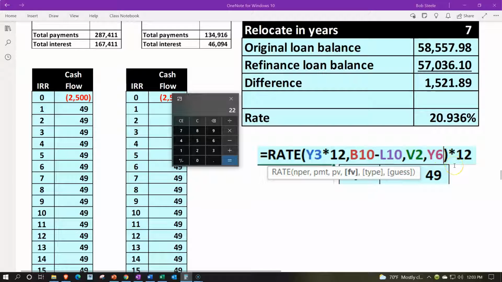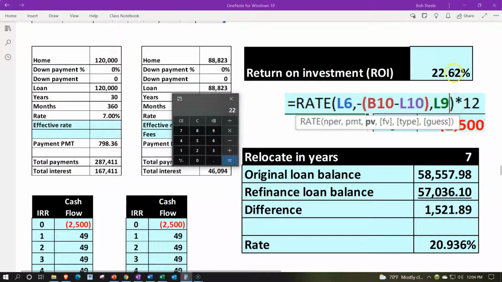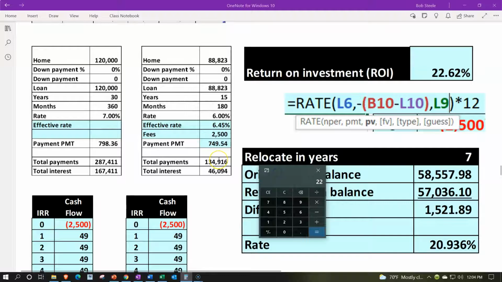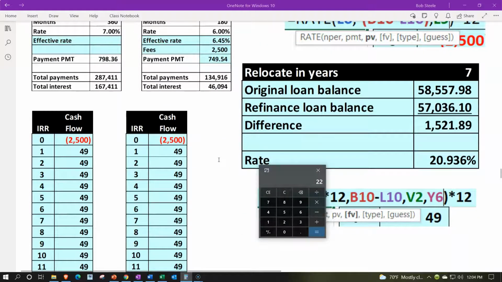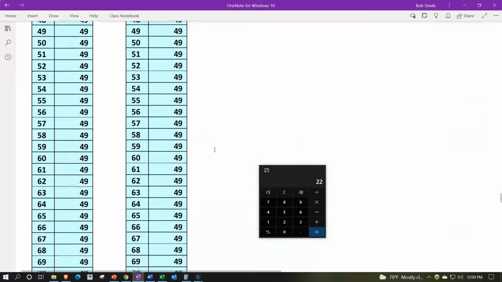We want the yearly amount. Therefore, we're going to multiply that times 12, and that gives us our 20.936. So you can see it's a little bit lower than if we were to hold it to the maturity for the second 15 years. You may also then calculate that using our IRR calculation, the top of it looking much the same. We'd say, okay, well, now I got my outflow of the 2,500, and then we got our 49s all the way down.